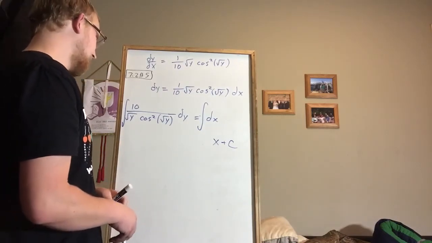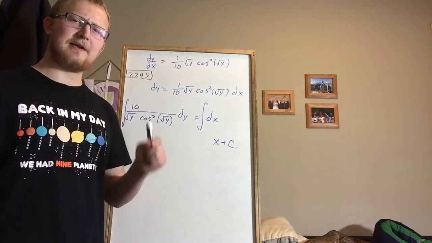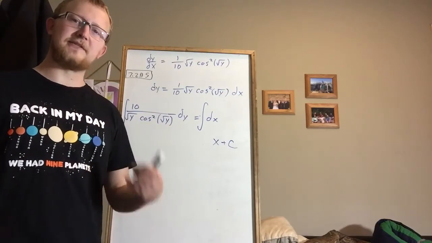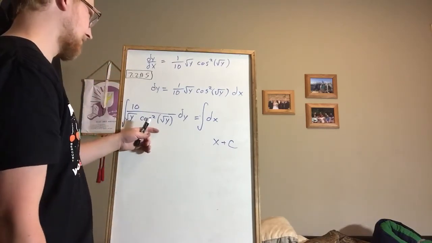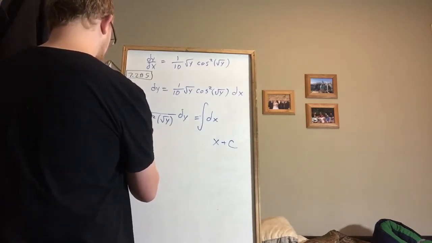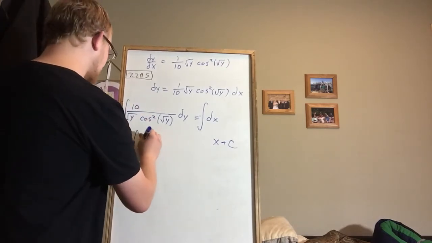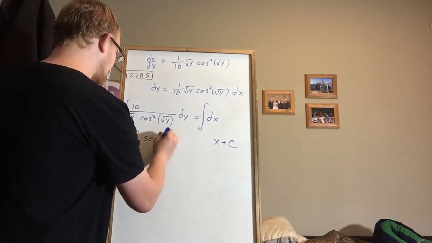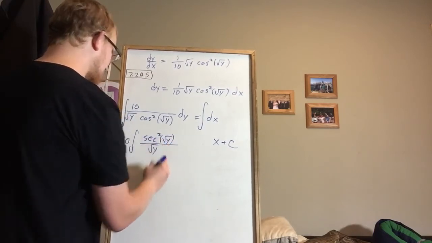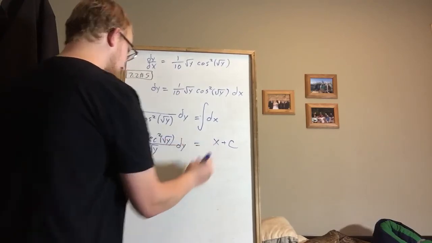When I see something like this, I'm thinking, well, cosine squared isn't so easy to integrate. But I know that the integral of secant squared is tangent, and cosine squared is 1 over secant squared. And so we could also write this firstly with the 10 on the outside. If cosine goes into the numerator, it becomes secant squared of square root y, and then we're still over square root y, and we're integrating with respect to y.